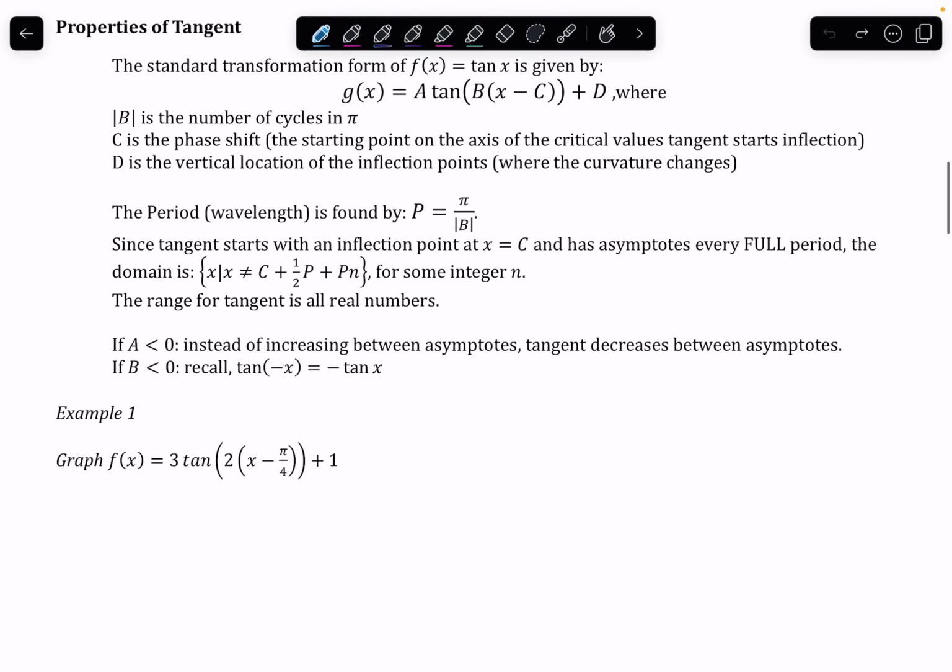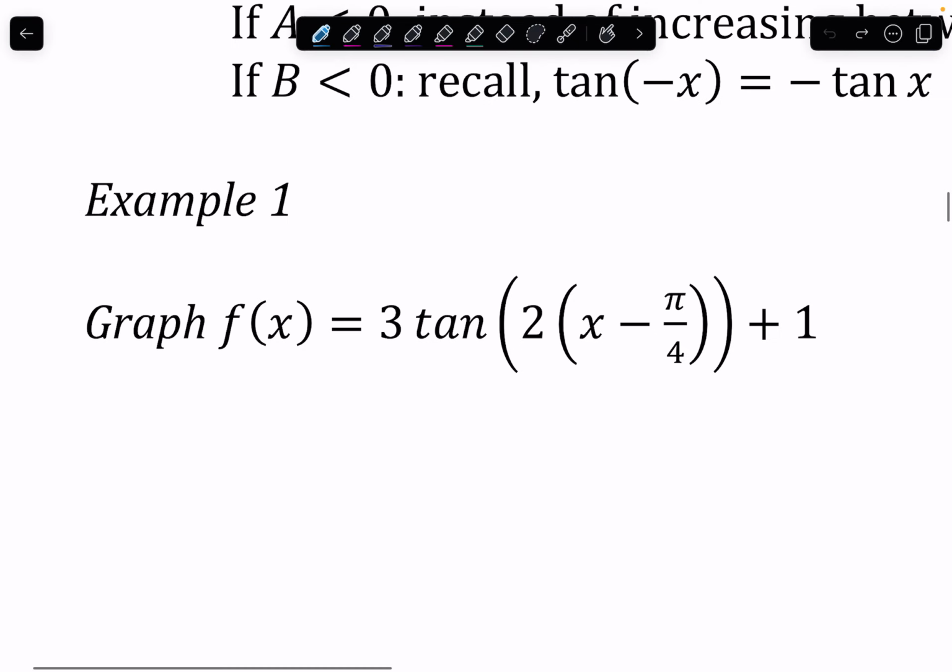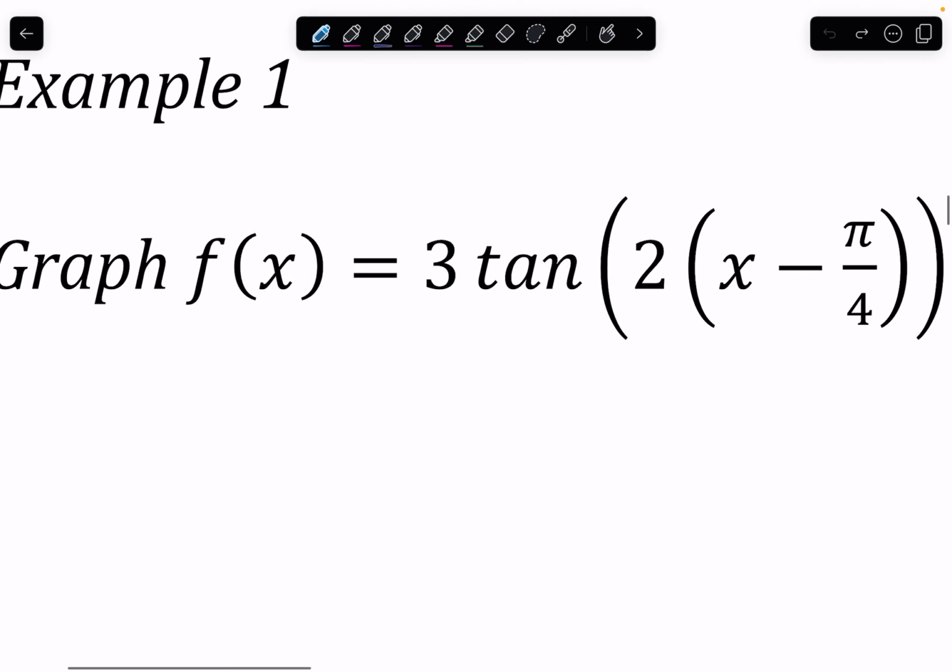Here's our first example. Graph f of x equals 3 times tangent of 2 times the quantity x minus pi fourth, plus 1. All right, it's in the right format, so we can go straight into figuring stuff out. First thing we need to do is get our period.